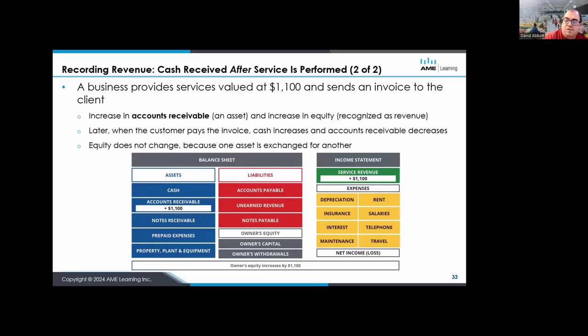A business provides services valued at $1,100 and sends an invoice to the client. So we'll increase accounts receivable, which is an asset, and that is an increase in equity, which is known as revenue. Later, when the customer pays the invoice, cash would increase and then accounts receivable would decrease. So basically, they'd wash each other out at that point. Equity is not going to change because one asset is simply being exchanged for another.